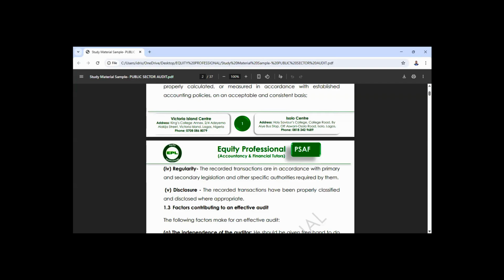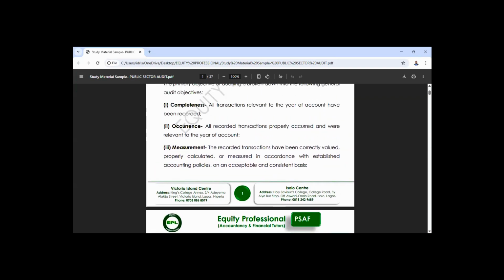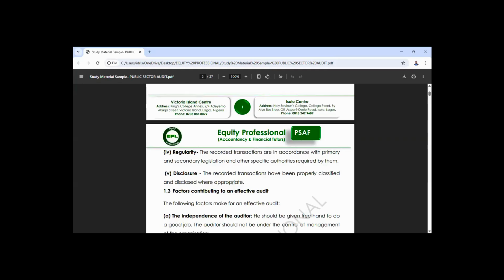public sector, another objective of an audit based on public sector. We have another one, disclosure, to ensure that all the recorded transactions have been properly classified and disclosed where appropriate. So these are the objectives of an audit under this public sector audit. Number one is completeness. Number two is occurrence. Number three is measurement. Number four is regularity. While number five is disclosure.